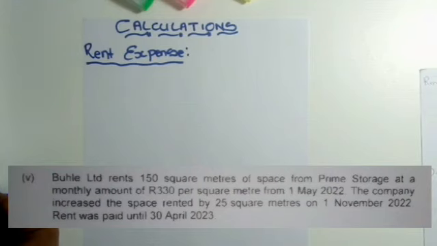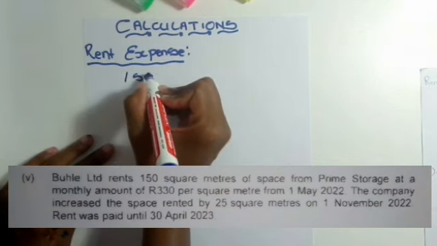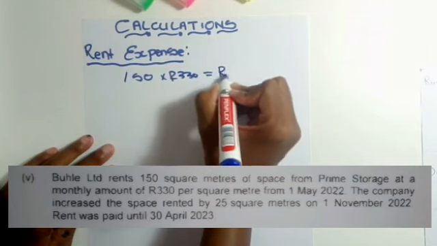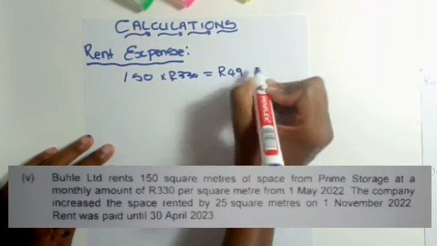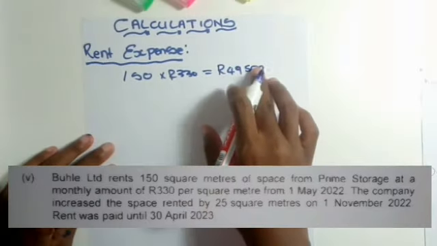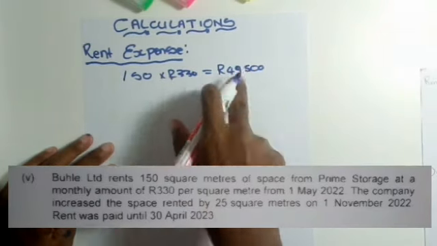So our rent before we increased the square spaces that we are renting out, we initially started by renting out 150 square meters, and we paid 330 for them, which gives us a total of 49,500 if you punch it in your calculator. Now we need to figure out how many months did we rent out at this particular price before we increased.